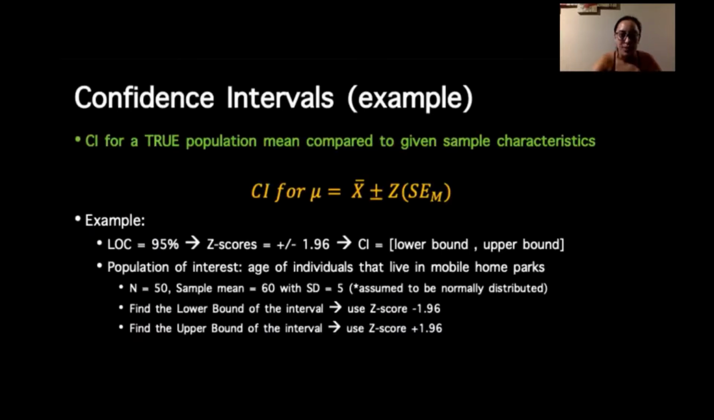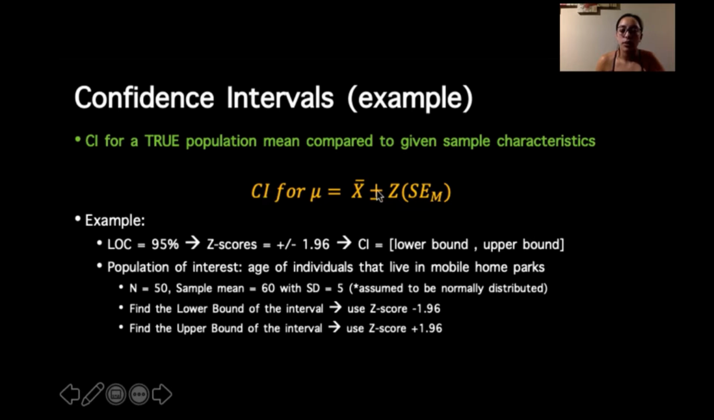So let's do an example. These are going to be examples for confidence intervals for a true population mean compared to sample characteristics. If we wanted to know where a population mean exists based on a sample mean, a z-score, and a standard error of our mean, which we need our standard deviation and our sample size to calculate, we can use this formula to figure out our confidence interval.